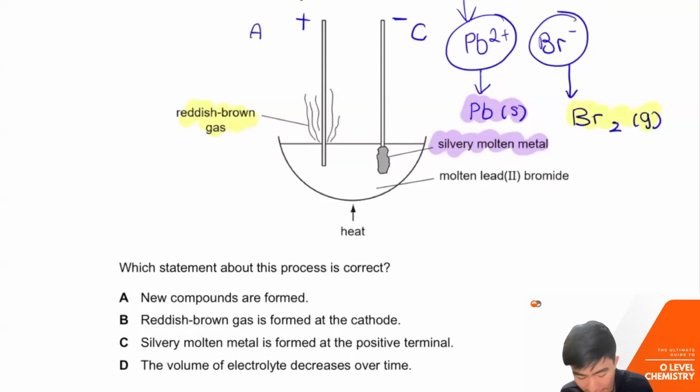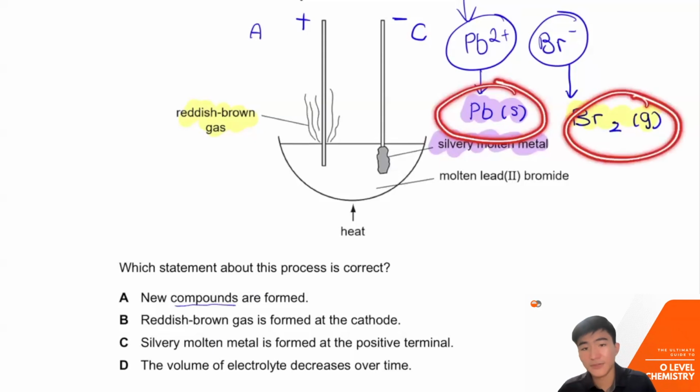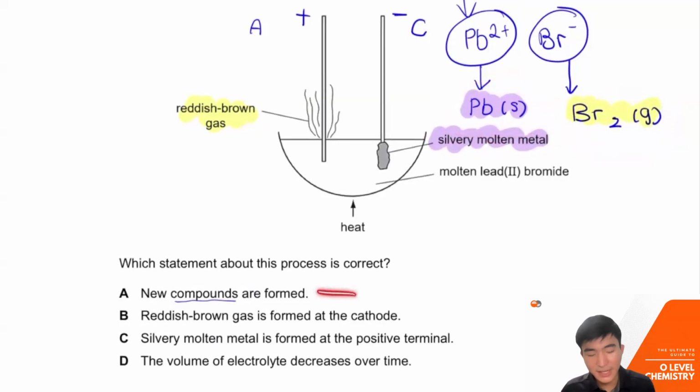First statement, they are saying what? New compounds are formed. So when students look at this, they will think, okay, correct, because I see Pb form, I see Br2 form. So they will normally put A as their answer, as new compounds are formed. But can anybody tell me what does compound mean? Define compound in the chat.